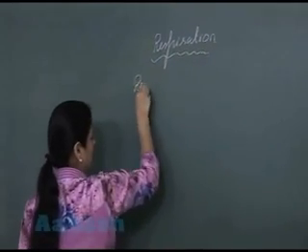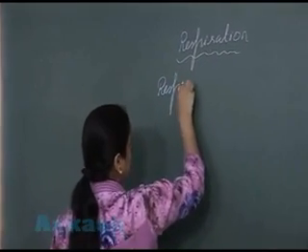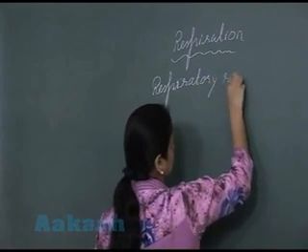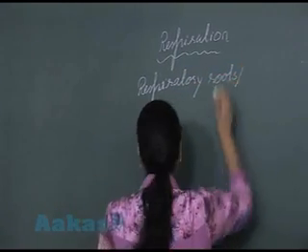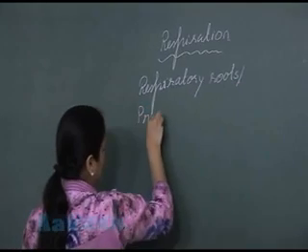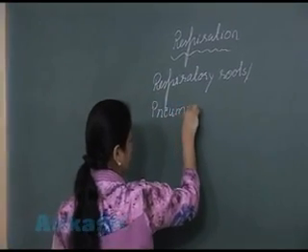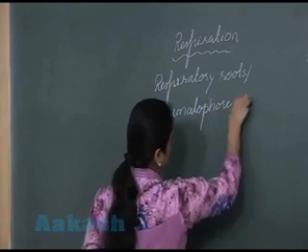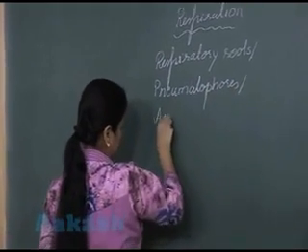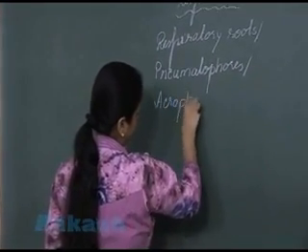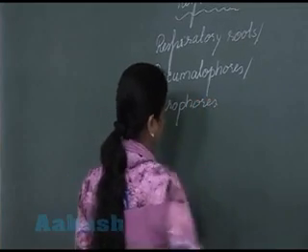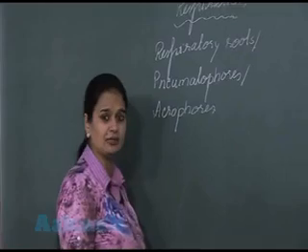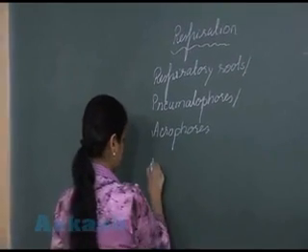The roots which are involved in respiration can simply be known as respiratory roots. They are also known as pneumatophores. They are also known as aerophores. Now the respiratory roots are present in the mangrove plants.